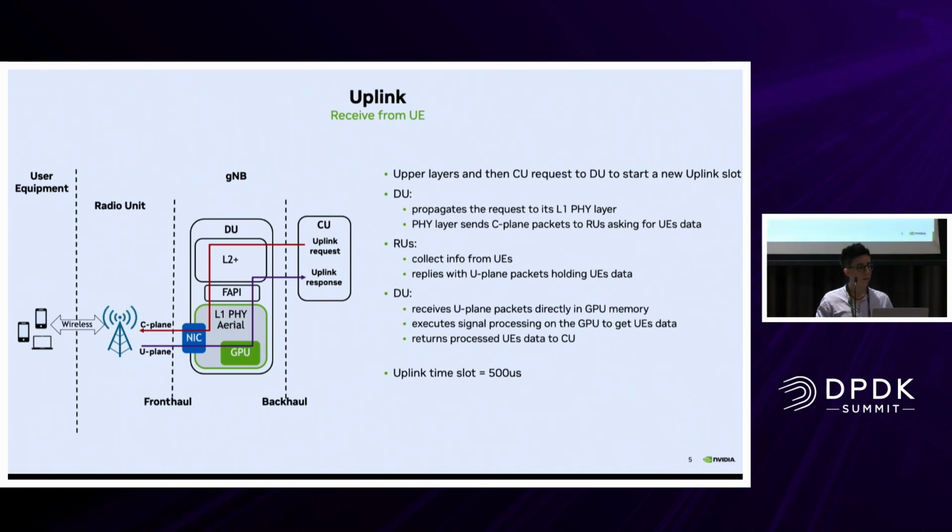What happens is that as soon as these packets are received by the Aerial software, they are received directly in the memory of the GPU. So as soon as they are coming in, the GPU can immediately start to process them. That's why we say that Aerial does inline packet processing, because as soon as packets are coming into the memory of our software, they are immediately processed. And then the final result of this overall signal processing calculation is forwarded up to the upper layer, and then the CU has a response for the uplink request.